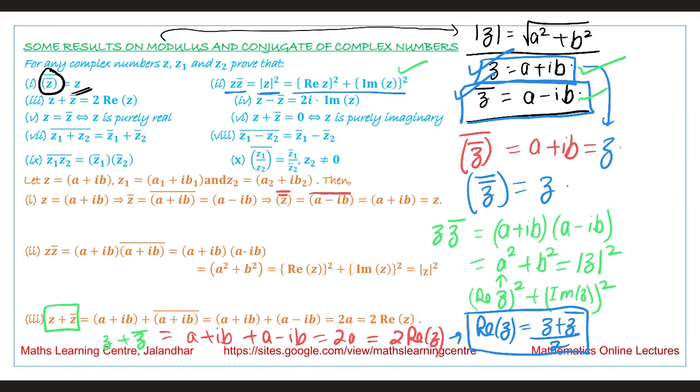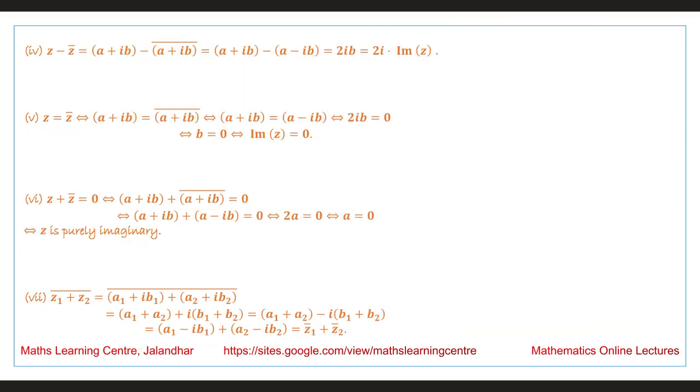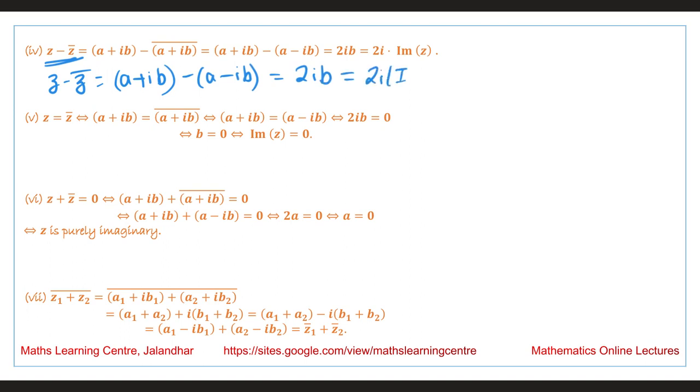Now for the imaginary part of z, if we do z minus z bar, we write a plus iota b minus a minus iota b, so this is equal to 2 iota b, which is 2 iota into imaginary part of z. So to calculate the imaginary part of z, it is equal to z minus z bar by 2 iota.